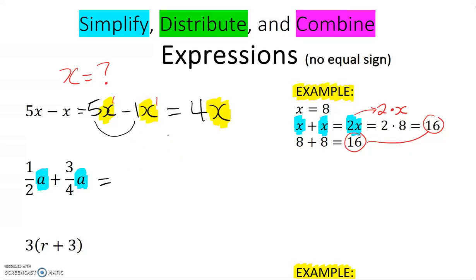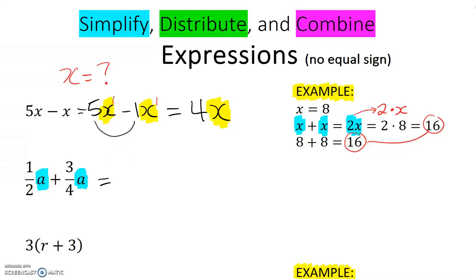Okay, let's take a look at the second problem. We have fractions, but it's still the same idea. 1/2 times a, or 1/2 a, plus 3/4 a, or 3/4 times a. Now, is the variable the same? Absolutely. If you look over here, we have AA and XX. It's exactly the same thing. And so we can add these fractions together.